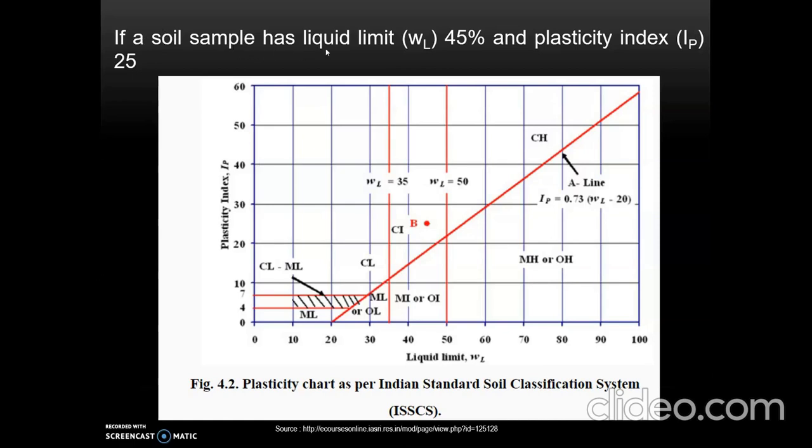Now suppose the soil has liquid limit equal to 45%. That means somewhere over here. So for liquid limit equal to 45% and IP equal to 25, the value will lie within 20 and 30. So if we project both the points from the liquid limit value and from the IP value, we get point B. So at this point, we can see that the soil is represented as CI. That means it is clay soil with intermediate plasticity.